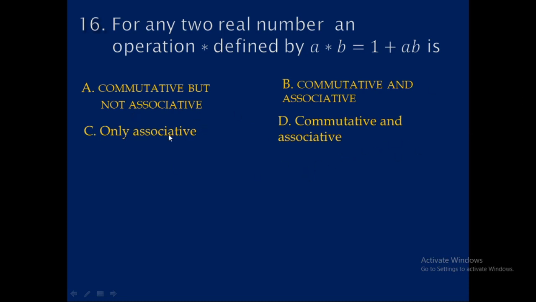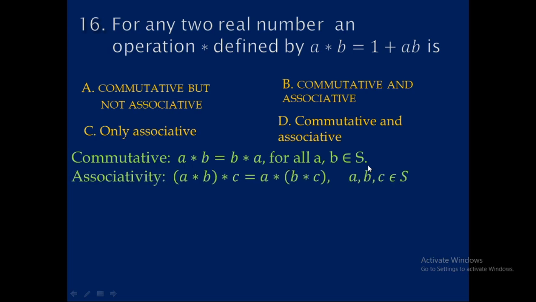You are verifying commutative and associative. You know that commutative means A star B is equal to B star A for all A and B belonging to the set S. And the associative definition is (A star B) star C is always equal to A star (B star C), where A, B, C are elements in the set S, when star is a binary operation on S. Here it is defined A star B is equal to 1 plus A into B. R is the set of real numbers. Star is a binary operation on R.